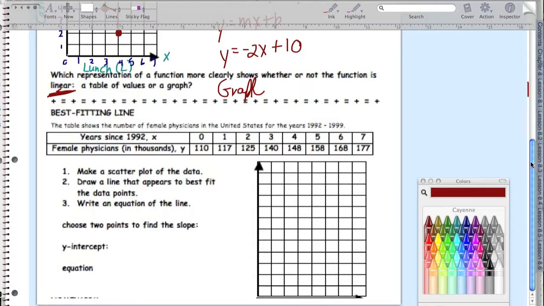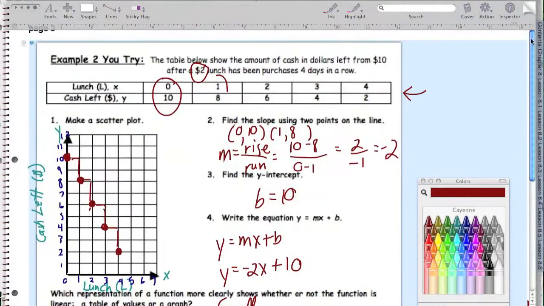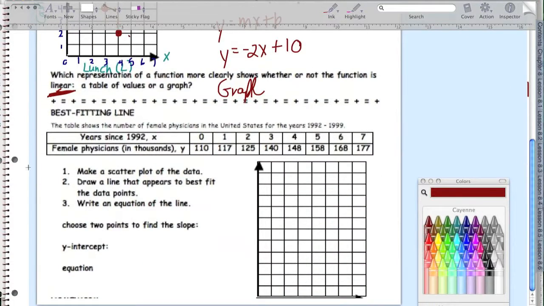Last thing from this lesson is that there's things called best fitting lines. So in real life, often people collect data and they're not necessarily going to be exactly precise. Every point is not going to follow a straight line like this one does, because you're decreasing by the same amount. But for example, the example here says the table shows the number of female physicians in the United States for the years 1992 to 1999. Well, there's no guarantee it's going to grow by the same amount.